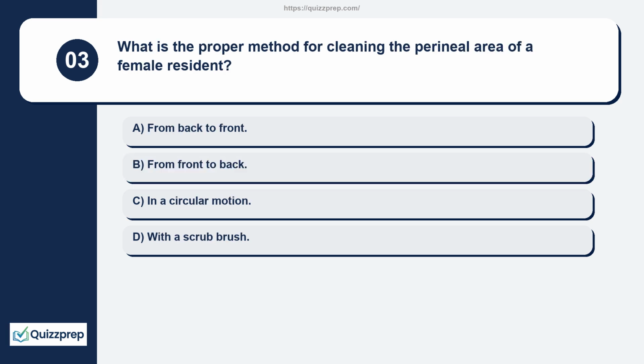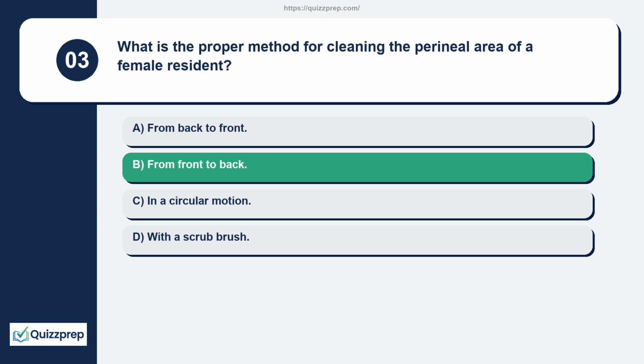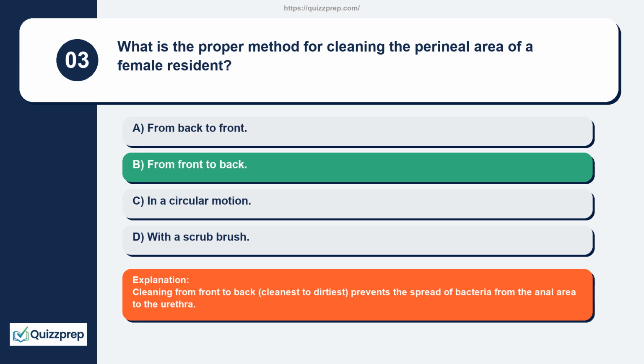Question 3. What is the proper method for cleaning the perineal area of a female resident? From back to front, from front to back, in a circular motion, with a scrub brush. Cleaning from front to back, cleanest to dirtiest, prevents the spread of bacteria from the anal area to the urethra.